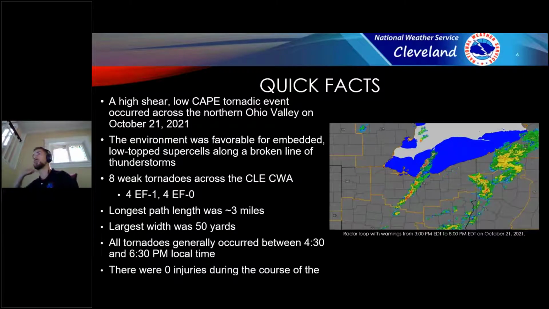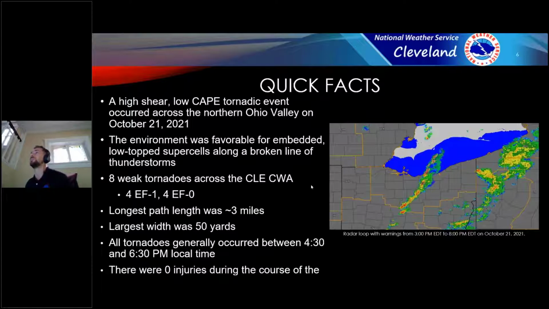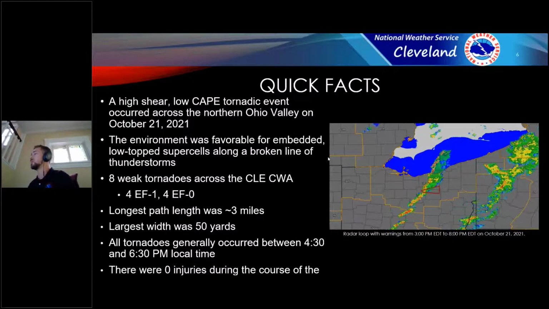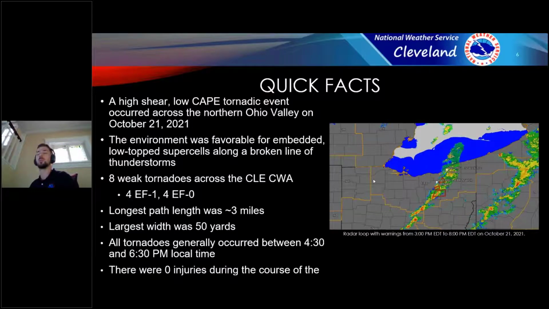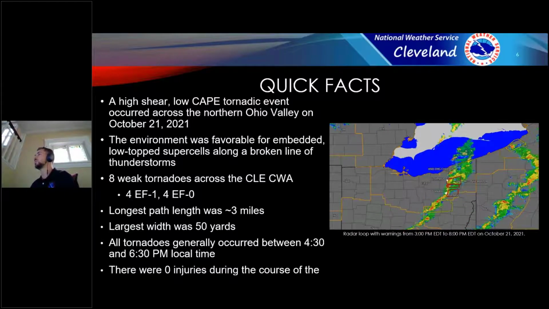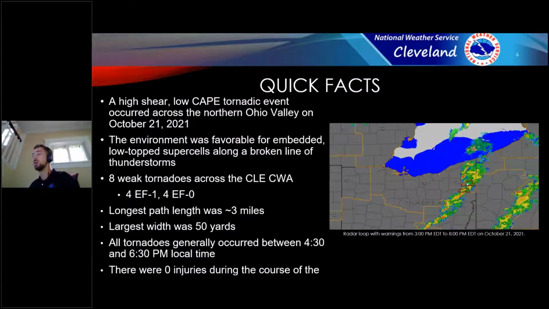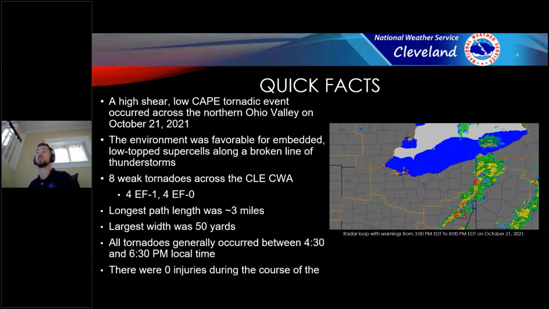So some quick facts for the event. We had a high shear low CAPE environment across the northern Ohio Valley on October 21st of last year. The environment was favorable for several embedded low-topped supercells, similar to what some of the region might experience today, which I'll go into near the end of the presentation.